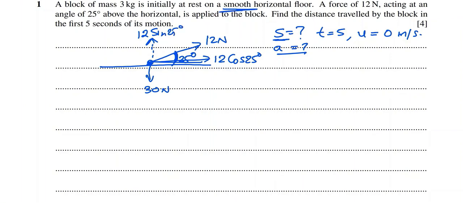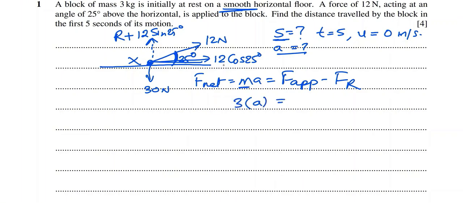Since the surface is smooth, the reaction force plus 12 sine 25 will be of no use here. There is no force in this direction, and no resistive force. So F net equals MA equals applied force minus resistive force. M is 3 kilograms, acceleration we want to know. Applied force is 12 cos 25, because that is the force in the direction of motion. Motion is expected in this direction, and the resistive force in the opposite direction is zero. So A becomes 12 cos 25 over 3.